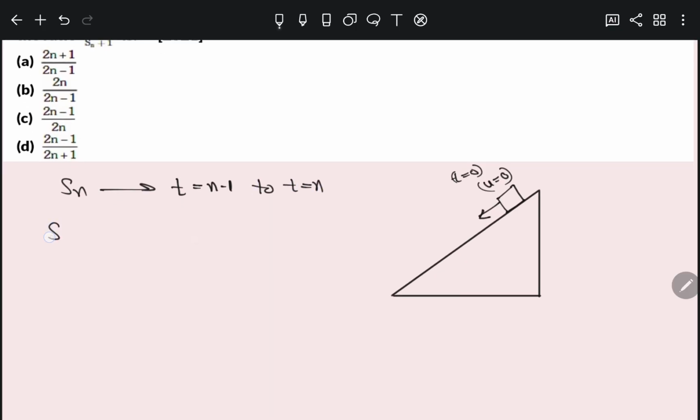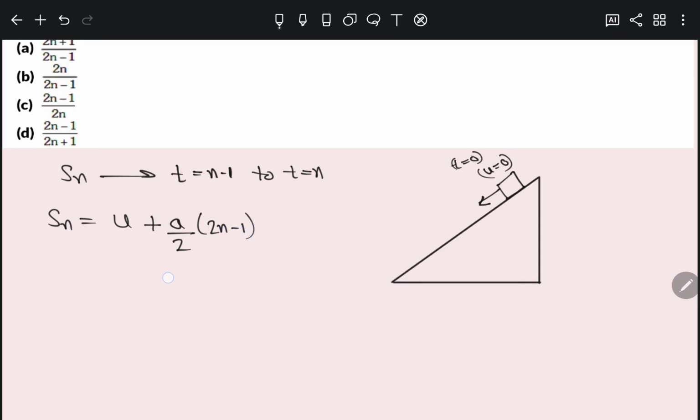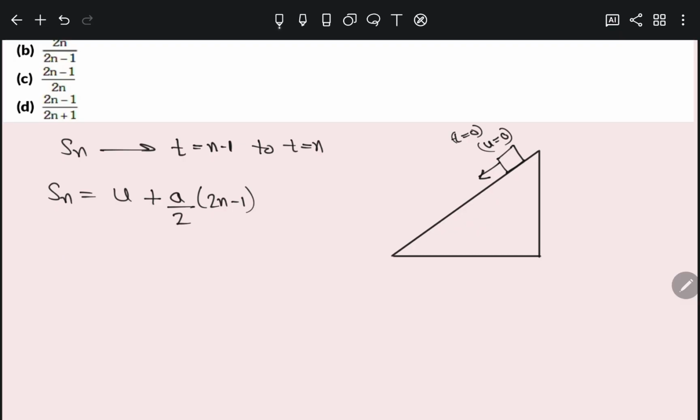So the ratio Snth, as you know, we know the formula Snth is equal to u plus a by 2 into 2n minus 1, right? So first we find at t is equal to n. Here we directly have the initial speed u as 0. So it is a by 2 into 2n minus 1.